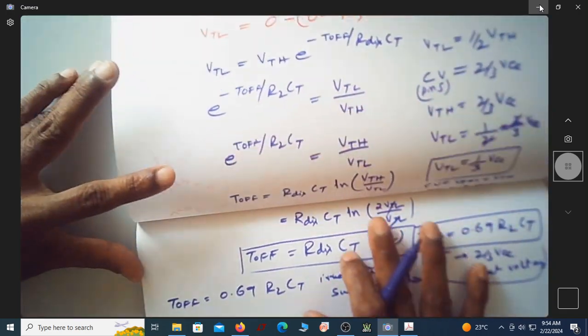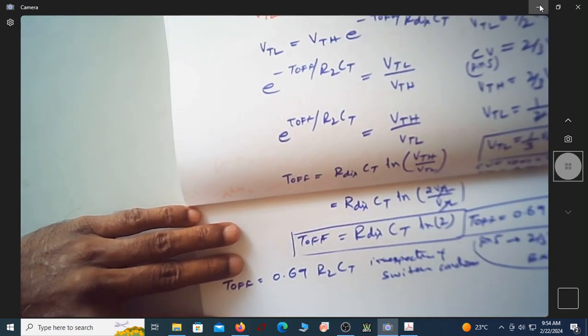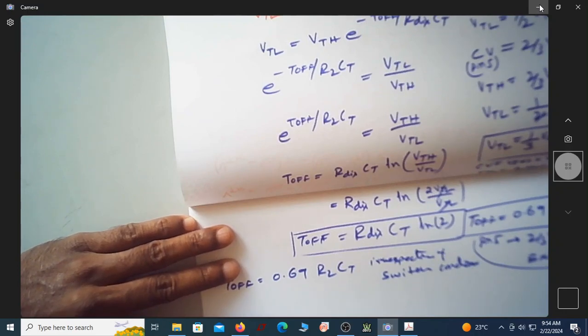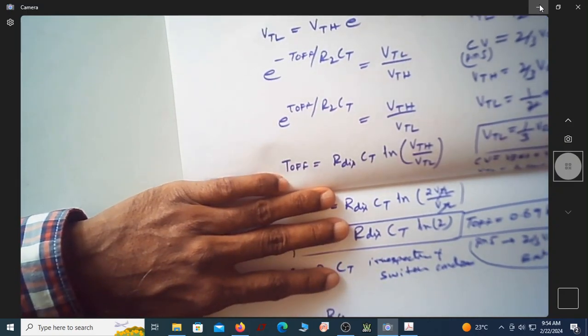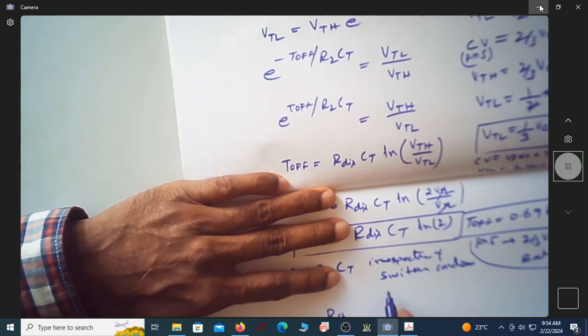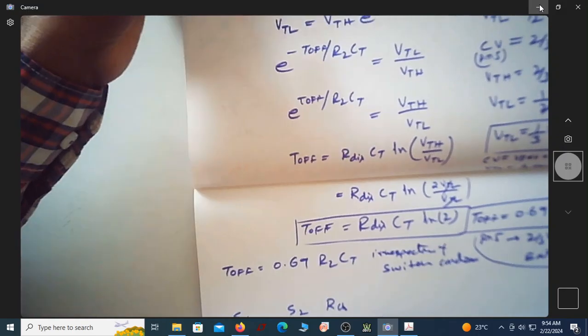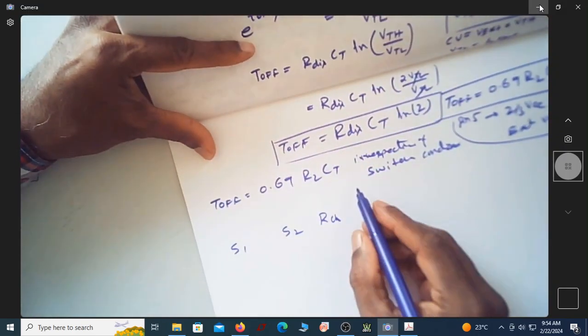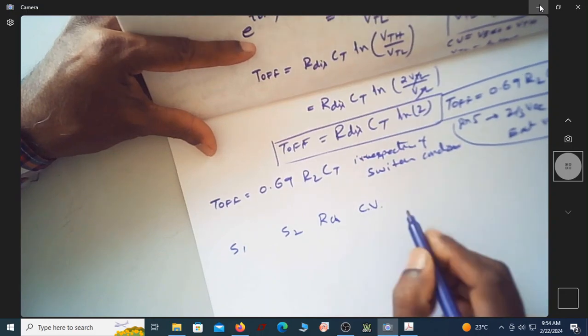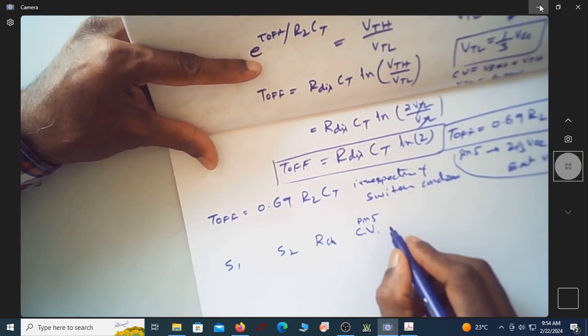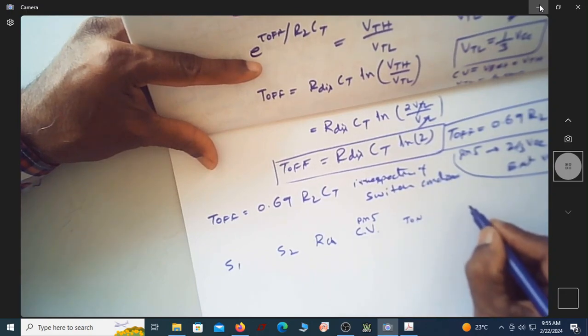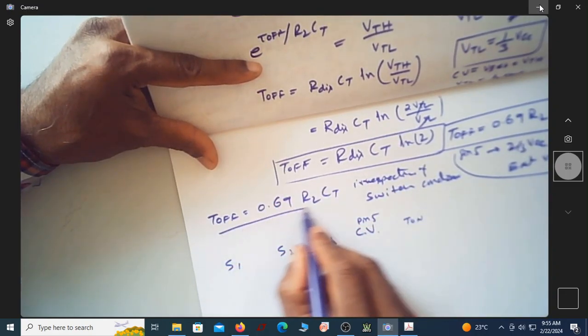So let us write in a table form. Now what is the expression for your T on? Let me write S1, S2, R charge, and then V external, the control voltage at pin 5. Let me find the T on expression, and T off, though it's 0.69, let me not write at all.